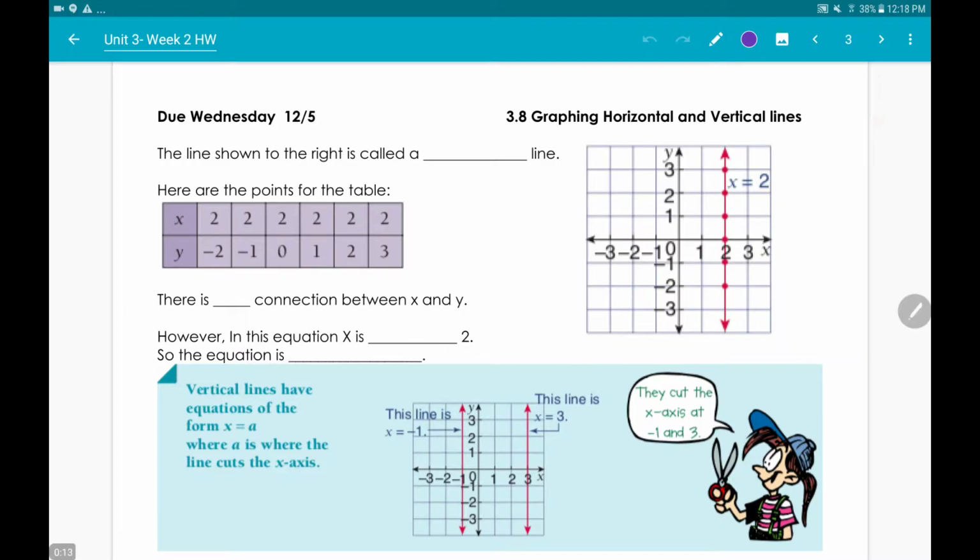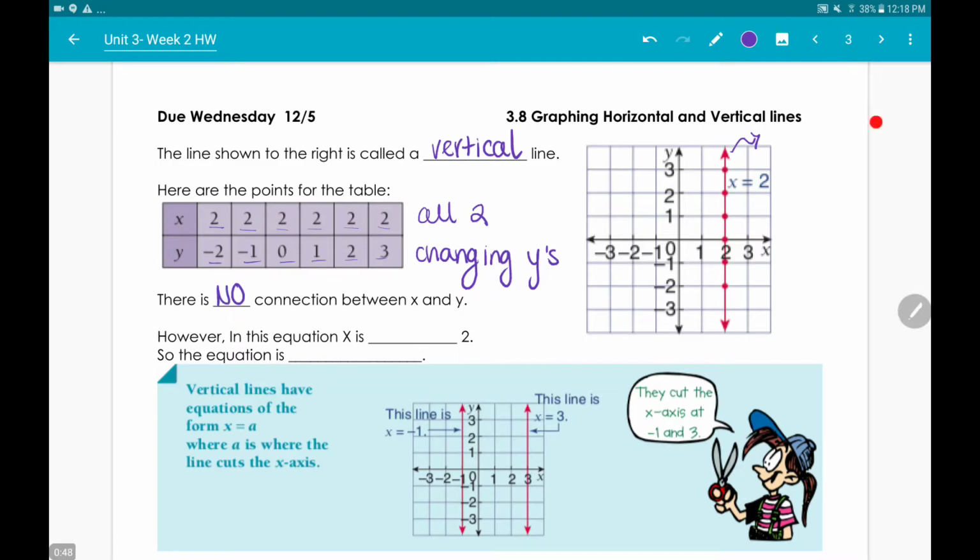So I look at this line to the right, this line, okay? This is called a vertical line. Okay, and let's look at the table. If I look at all the x's, what do you notice? Okay, all of them are 2. But the y's are changing. Okay, so when you have a vertical line, there's actually no connection between the x and the y.